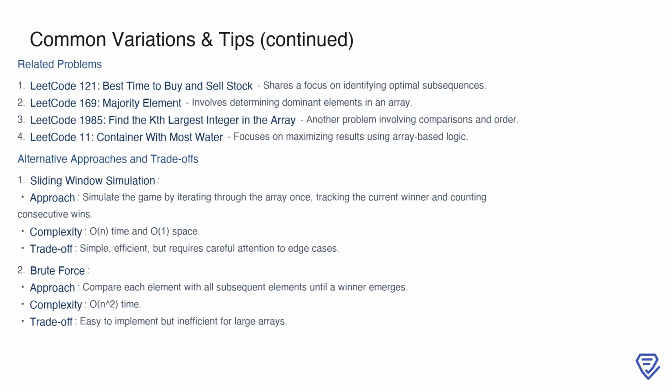When considering alternative approaches, a sliding window simulation is often the most efficient. This involves iterating through the array once, keeping track of the current winner and counting consecutive wins, which achieves an O(n) time complexity with O(1) space usage. However, while simple and efficient, this approach requires careful attention to edge cases. On the other hand, a brute force method might involve comparing each element with all subsequent elements to find a winner, but its O(n²) time complexity makes it impractical for large inputs.